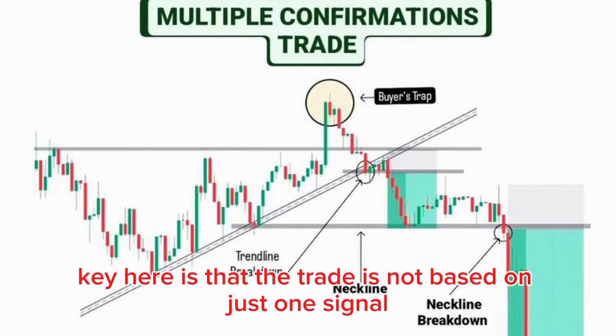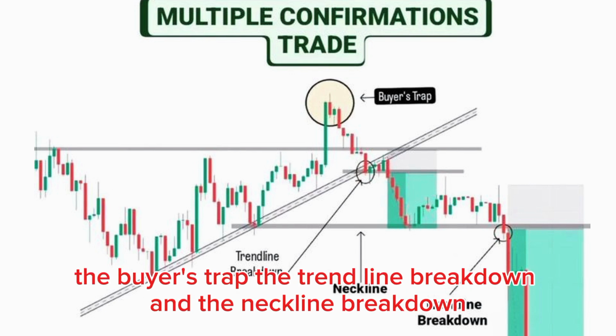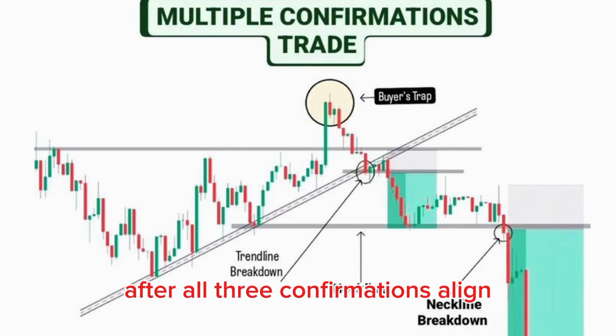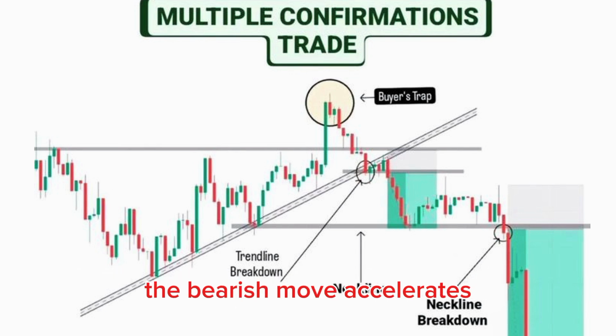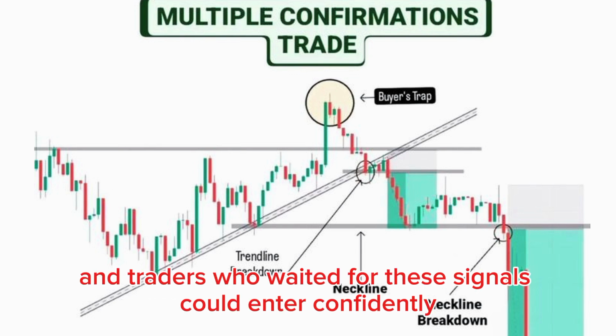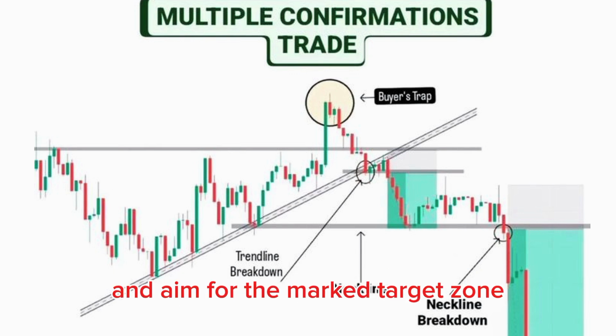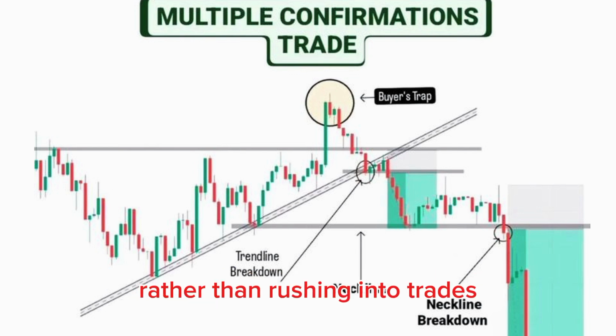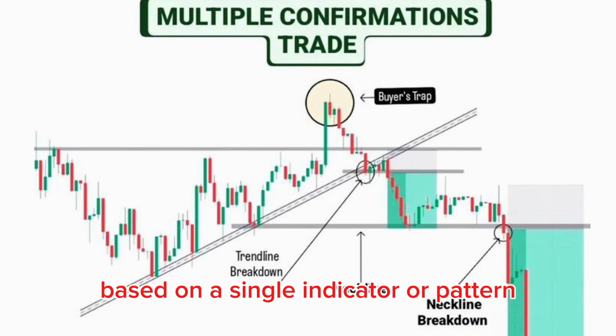Key here is that the trade is not based on just one signal but on multiple confirmations: the buyer's trap, the trend line breakdown, and the neckline breakdown. Each of these signals adds weight to the decision, filtering out noise and low probability setups. After all three confirmations align, the bearish move accelerates, and traders who waited for these signals could enter confidently and aim for the marked target zone. This shows the power of patience and waiting for confluence, rather than rushing into trades based on a single indicator or pattern.